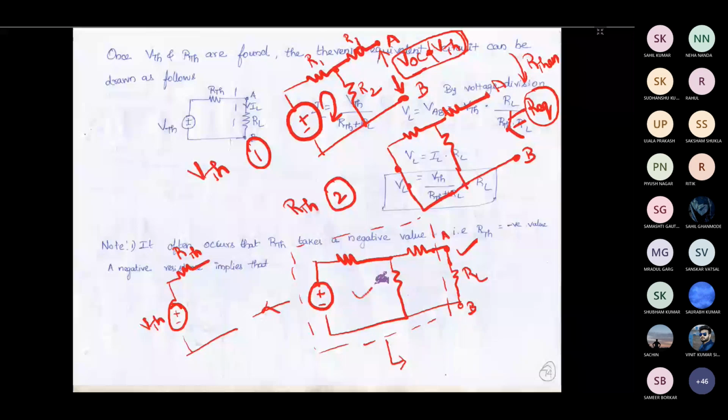The first step is to find the VTH, or VThevenin, or open circuit voltage. How can we find it? You have to remove the load, like I have done here. Then I need to find the voltage across the terminals VAB. That is called the open circuit voltage, or VThevenin. The second step is to find the R Thevenin, which is nothing but finding the R equivalent in Thevenin's theorem.